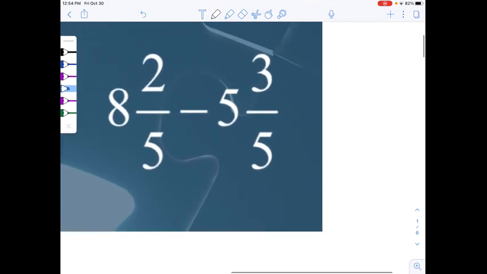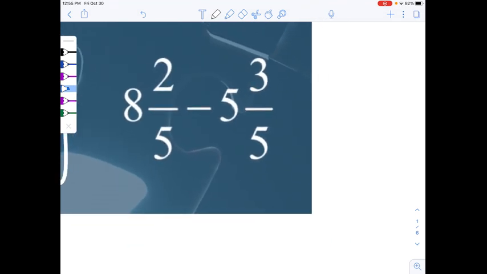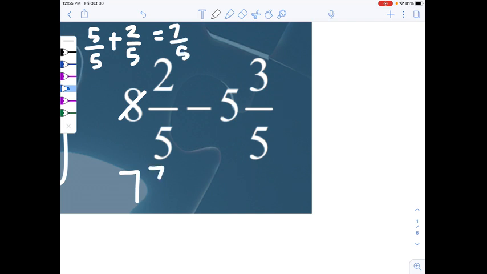The next one is 8 2/5 minus 5 3/5. Well, we can borrow from the 8 to make this fraction nicer so that we can simplify without having to change these to improper. So in this example, since the denominators are 5, I know that 5/5 is equivalent to 1 whole. So I'm going to borrow 1 whole from the 8 and change that to 7. And then I'm going to add that 1 whole of 5/5 to 2/5. And then I'm left with 7/5.